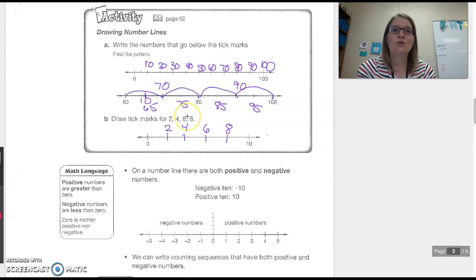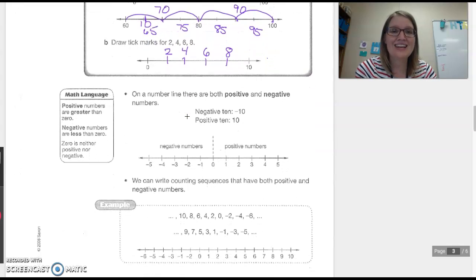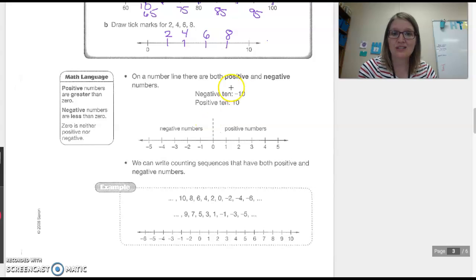Now on a number line, we can use both positive and negative numbers, which is pretty crazy to consider. Number lines are awesome for showing positive and negative numbers. Notice 1, 2, 3, 4, 5, 6. These numbers are getting bigger. The opposite happens when you're going in negative numbers. This side, while they're getting bigger in size, they're getting smaller in value.